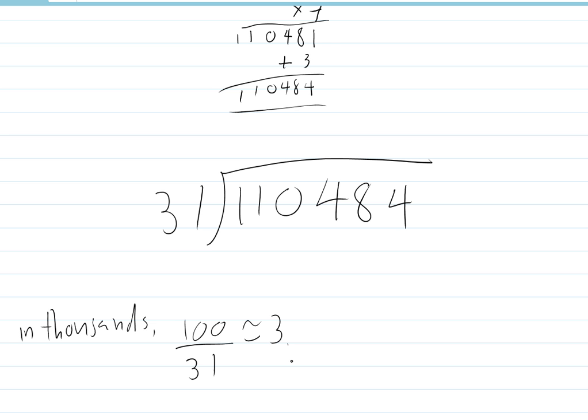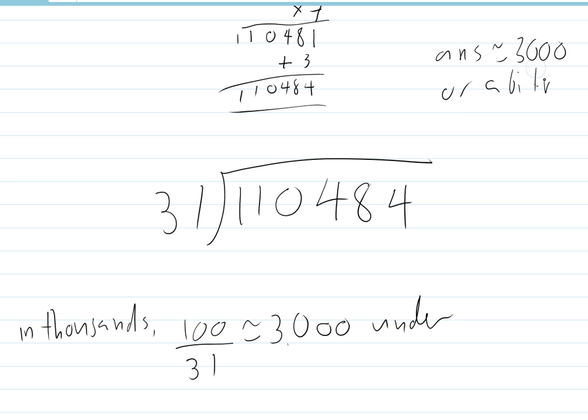So approximate, just rough figures, we've got about 3,000. Now that's an underestimate, because we've actually got a bigger number here. We've got 110,000, and instead of dividing by 33, we're only dividing by 31. So this is an underestimate. But I can write down here the answer is approximately 3,000, or a bit bigger, or a bit more.